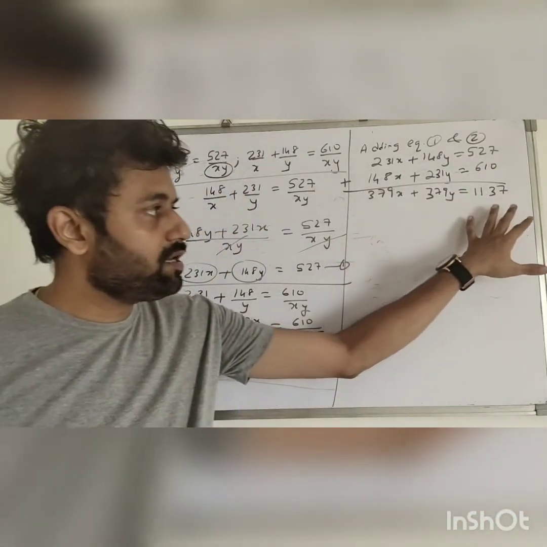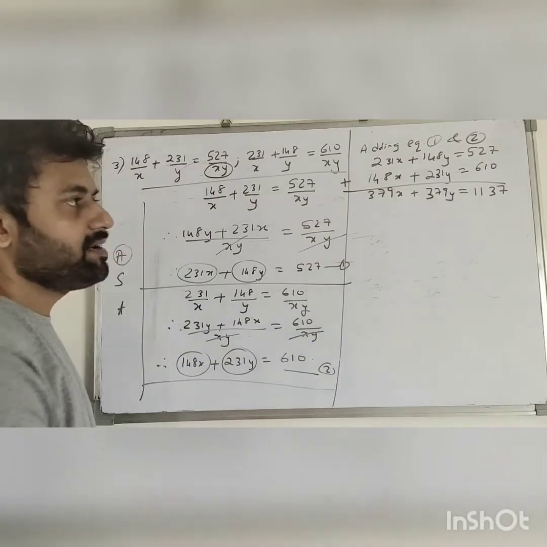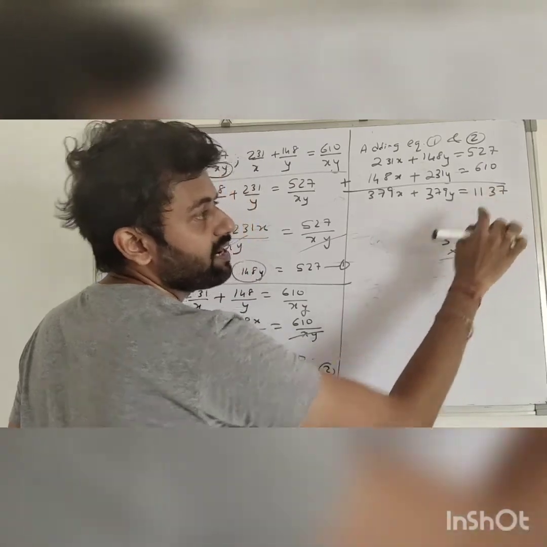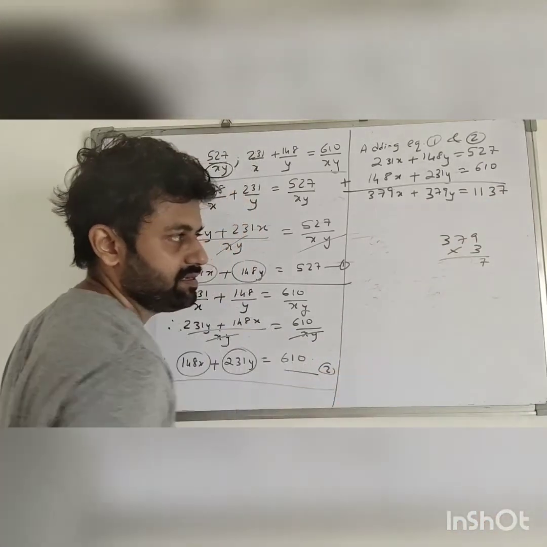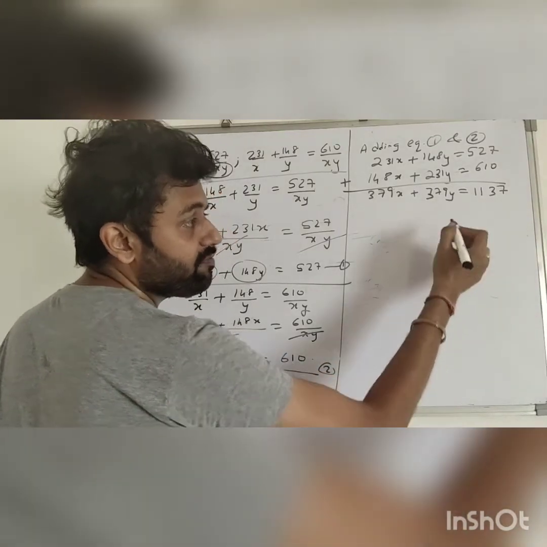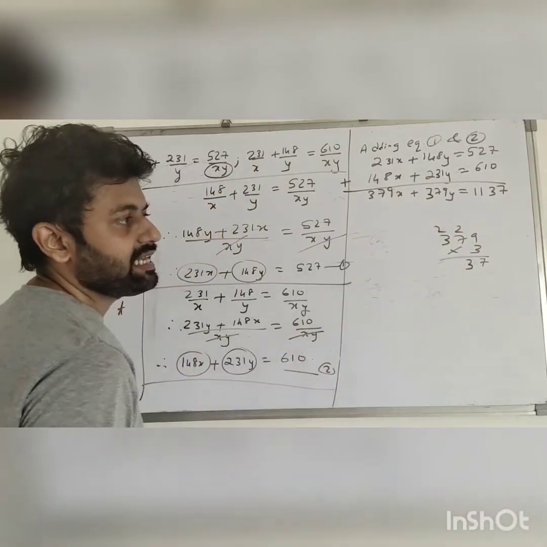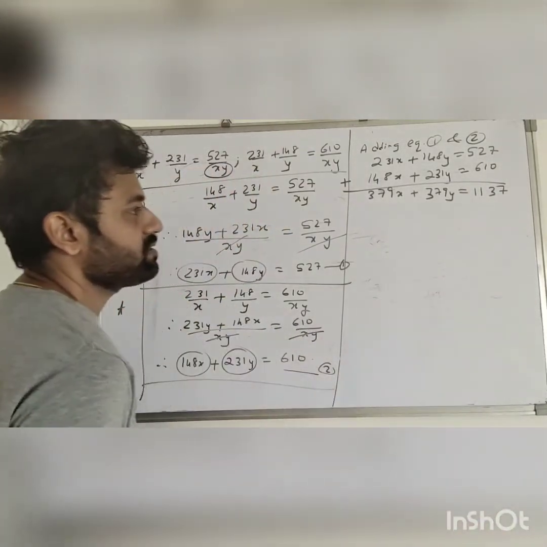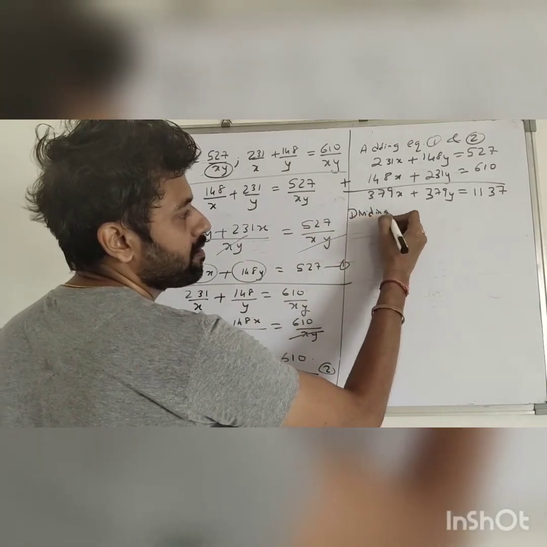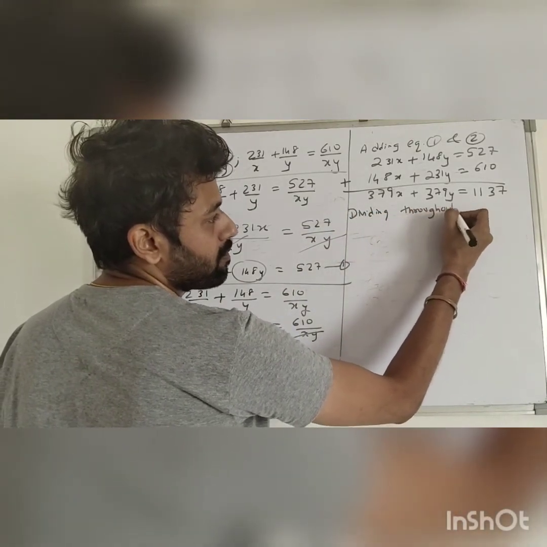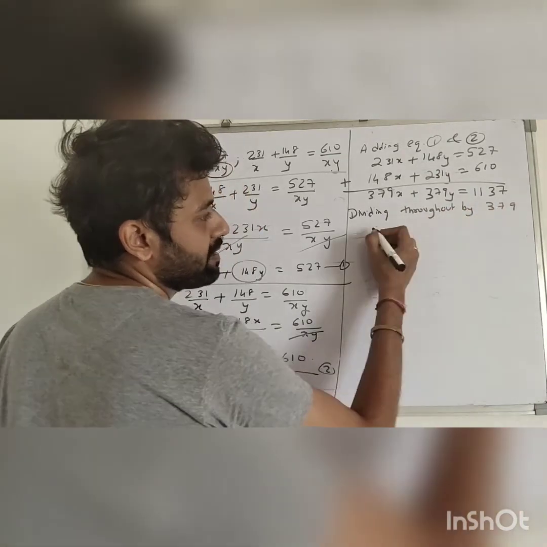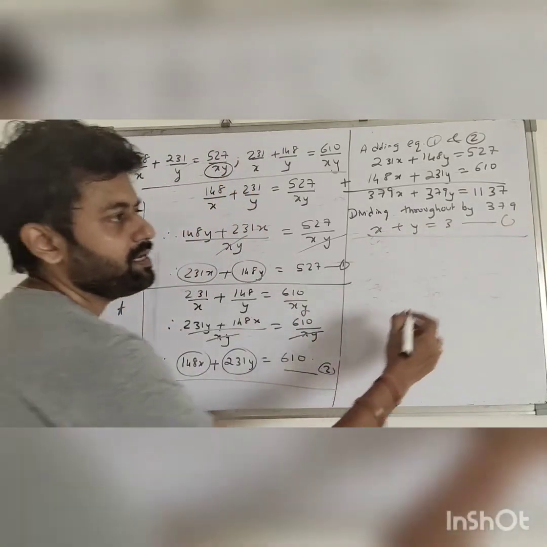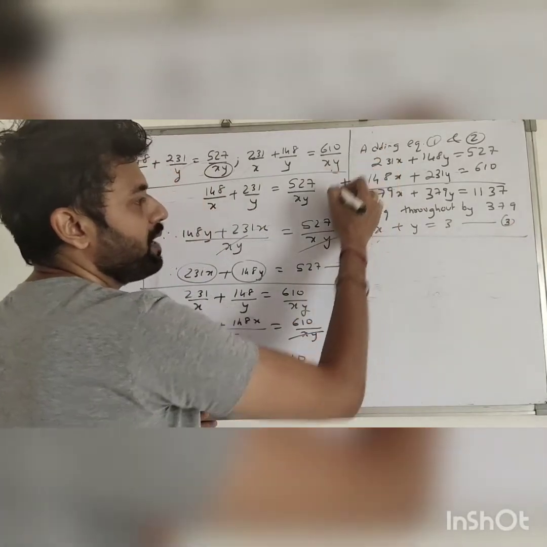Yes, students, here you will get a chance of dividing it. Have confidence. Of course, you will divide it by 379 and you will get 1137, because 9 3s are 27, 3 7s are 21, 21 plus 2 is 23, 3 3s are 9, 9 plus 2 is 11, 1137. So here, you will get a fair chance of dividing throughout by 379. x plus y is equal to 3. This is equation number 3. So this part is adding.